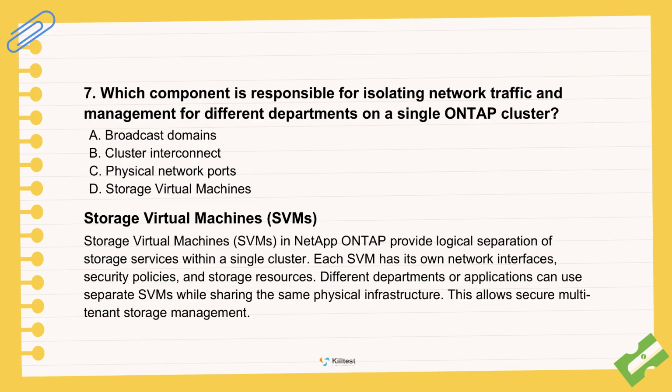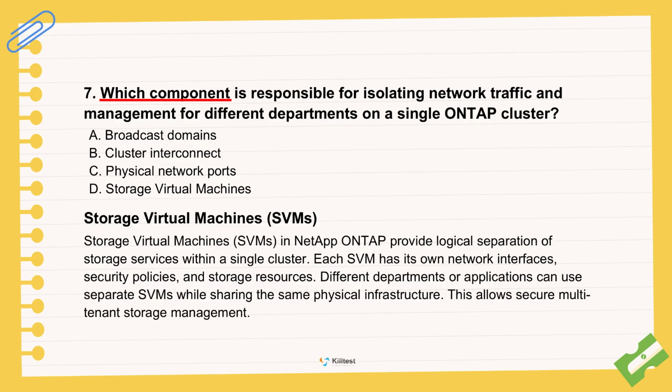Let's take question 7. The exam expects you to know exactly which component isolates network traffic and management for different departments operating on a single ONTAP cluster. Multi-tenancy. Right. Now, a networking engineer might assume the answer is simply creating different broadcast domains or utilizing separate physical network ports. Yeah, because a network engineer thinks in terms of layer 2 routing. Broadcast domains and VLANs will isolate the network packet, sure, but they do absolutely nothing to isolate the storage management, the root volumes, or the administrative access.